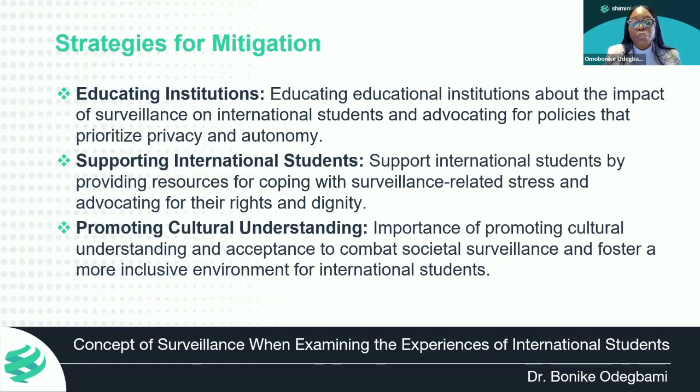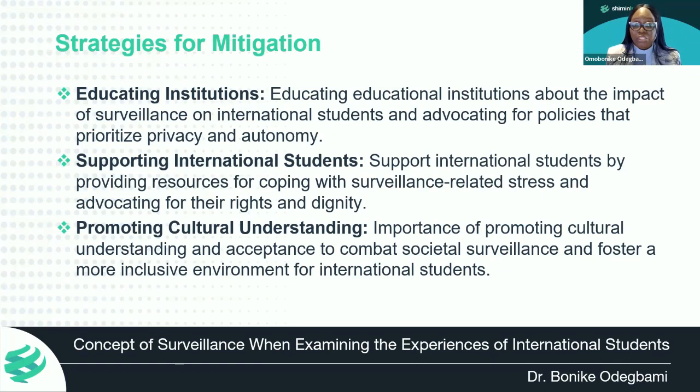So now that we know we have this problem, as educators, what can we do to mitigate this, to advocate for policies that prioritize privacy and autonomy at educational institutions? Okay, so I'm going to start with educational institutions because we're all educators. So let's start with ourselves first. Educational institutions, about the impact of surveillance on international students and advocating for policies that prioritize privacy.